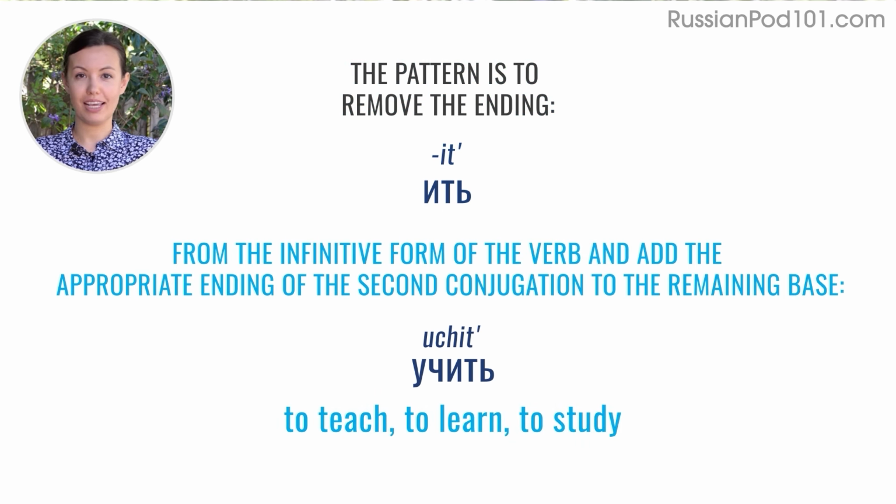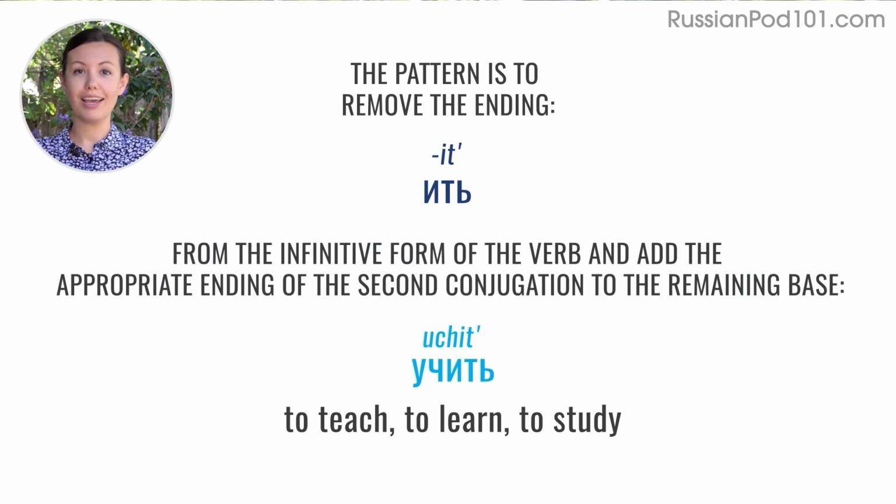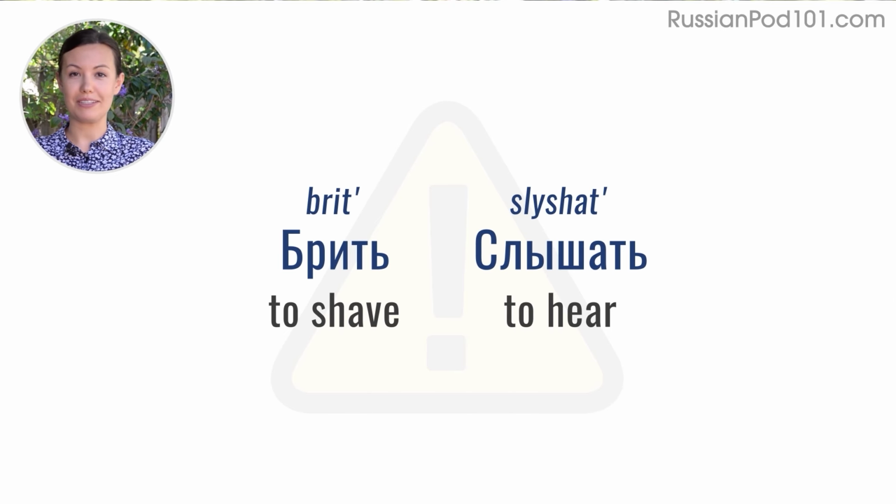The pattern here is once again to remove the ending ить from the infinitive form of the verb and add the appropriate ending of the second conjugation to the remaining base уч. Most verbs ending in ить are the second conjugation verbs. There are a few exceptions, such as the verbs брить, to shave, and слышать, to hear.